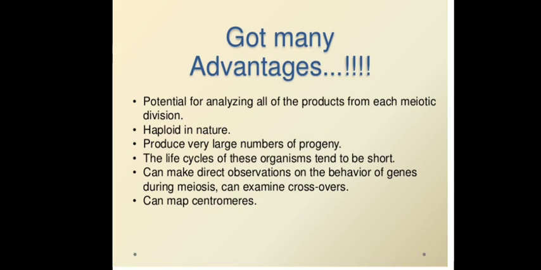Then they are haploid in nature and produce a very large number of progeny. The life cycle of these organisms tends to be short, we can make direct observations on the behavior of the genes during meiosis, and can examine crossover. And the last one is that we can map the centromeres. These are the advantages of tetrad analysis. This was all about tetrad analysis. Thank you.